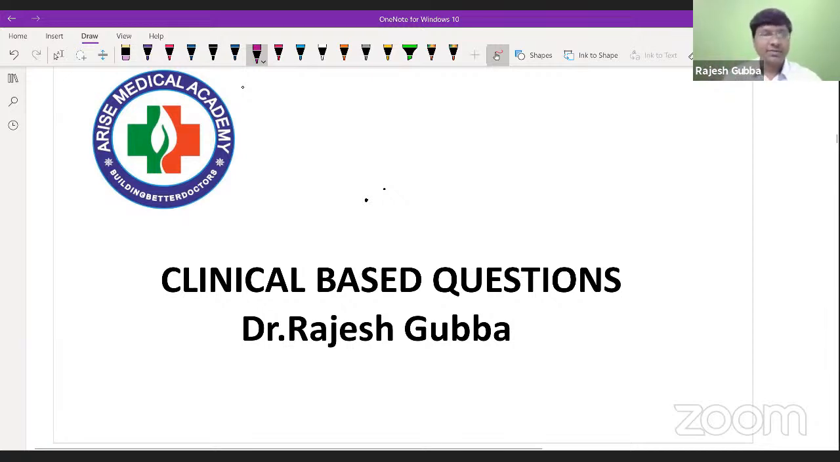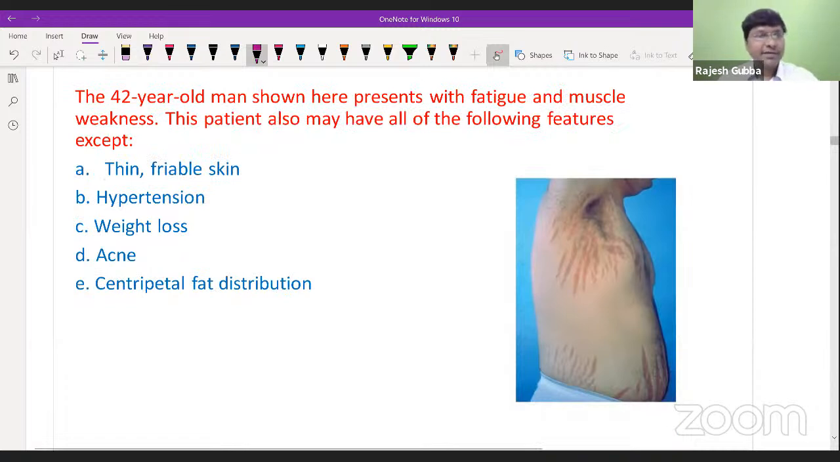Okay. So now let us start this session with a very important image-based question. We have a 42-year-old man shown here, who presents with fatigue and muscle weakness. This patient may have all of the following features except: thin, friable skin, hypertension, weight loss, acne, centripetal fat distribution.